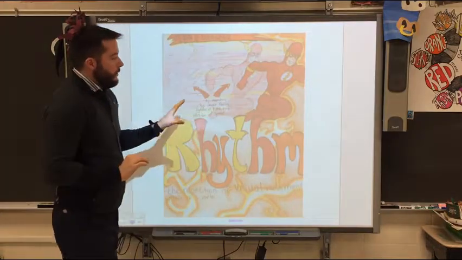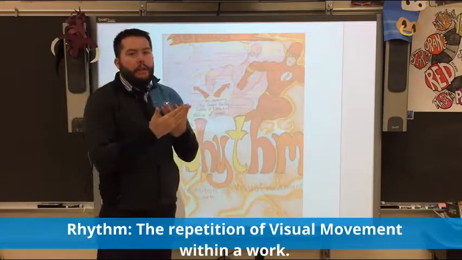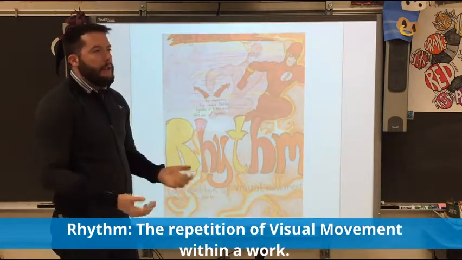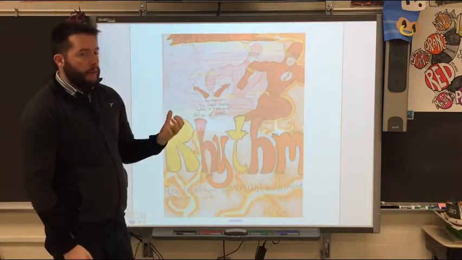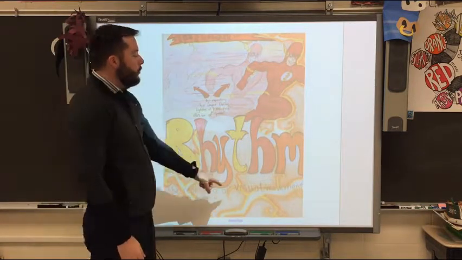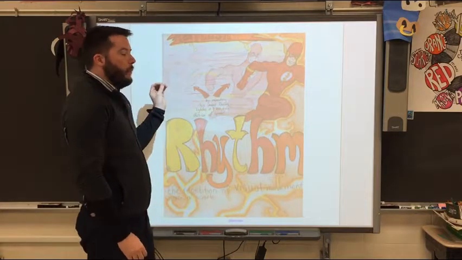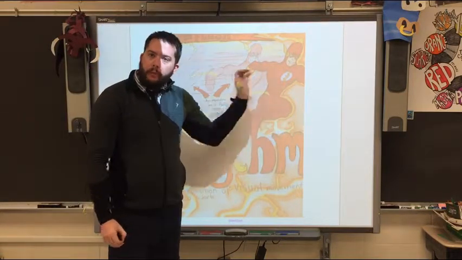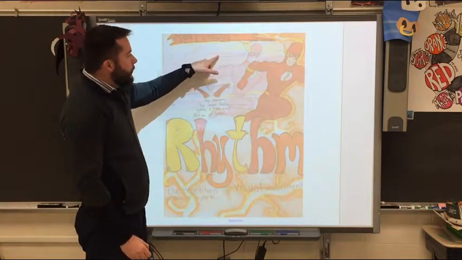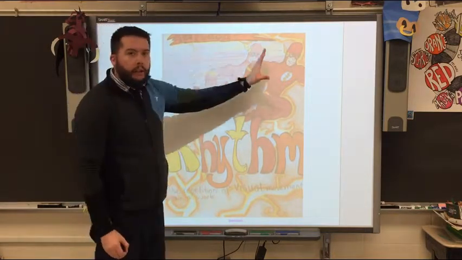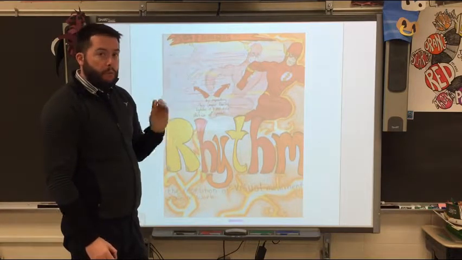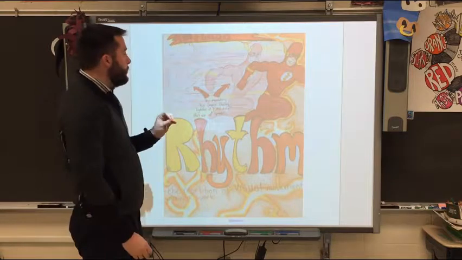Rhythm is the repetition of visual movement within your work. That's a lot of fancy words, so I want to break it down so you can understand it a little bit better. Visual movement is the way that you're able to make something look like it's moving on your page. You can do it with lines, with color, with shapes and forms, all different kinds of things. There are a lot of ways you can show movement in your work.